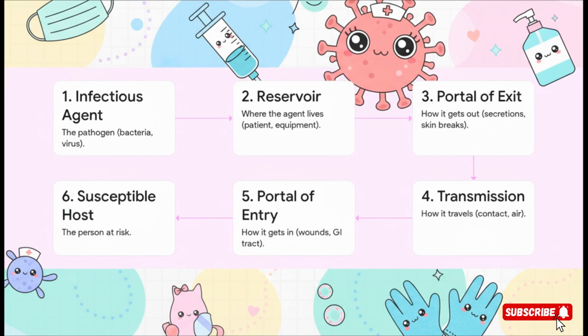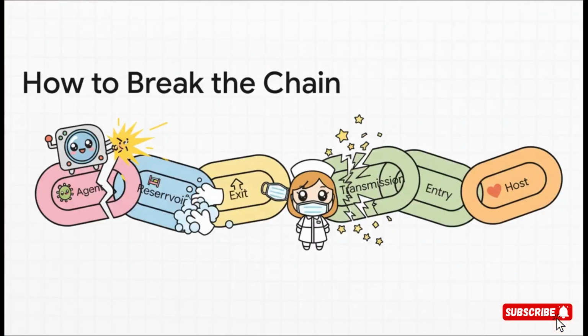It needs the germ, a place to hang out, a way to get out, a ride to the next stop, a door to get in, and finally, someone to infect. The amazing thing is, if you break just one of these links, the whole thing falls apart. The infection can't happen. And that's your job. You are a professional chain breaker. And this is where you come in.